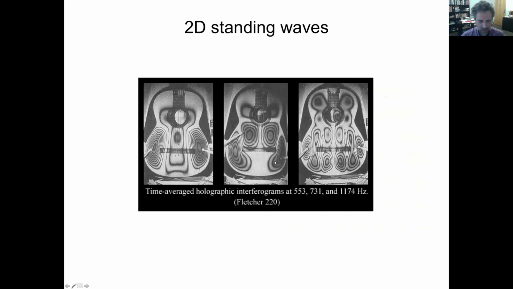If you have a guitar, you can put some loose sand on the soundboard and then pluck one of the strings, and what you see is the sand basically assuming certain shapes based on the modulation of the soundboard.